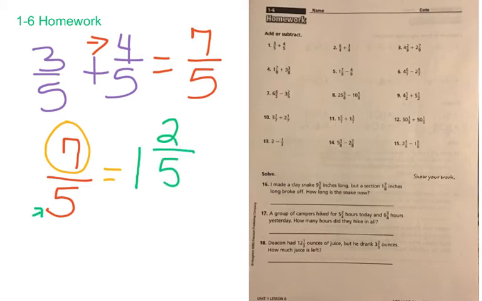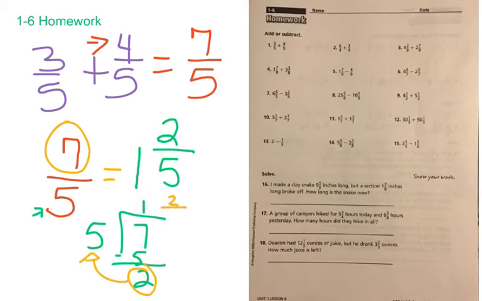The other way that you can look at it is literally 7 divided by 5. We know that 5 can go into 7 one time, and 7 minus 5 is 2, and so 2 is our remainder, and that becomes our numerator, and the denominator is our divisor, which is 5. So it's 1 2/5. So number 1 equals 1 2/5.